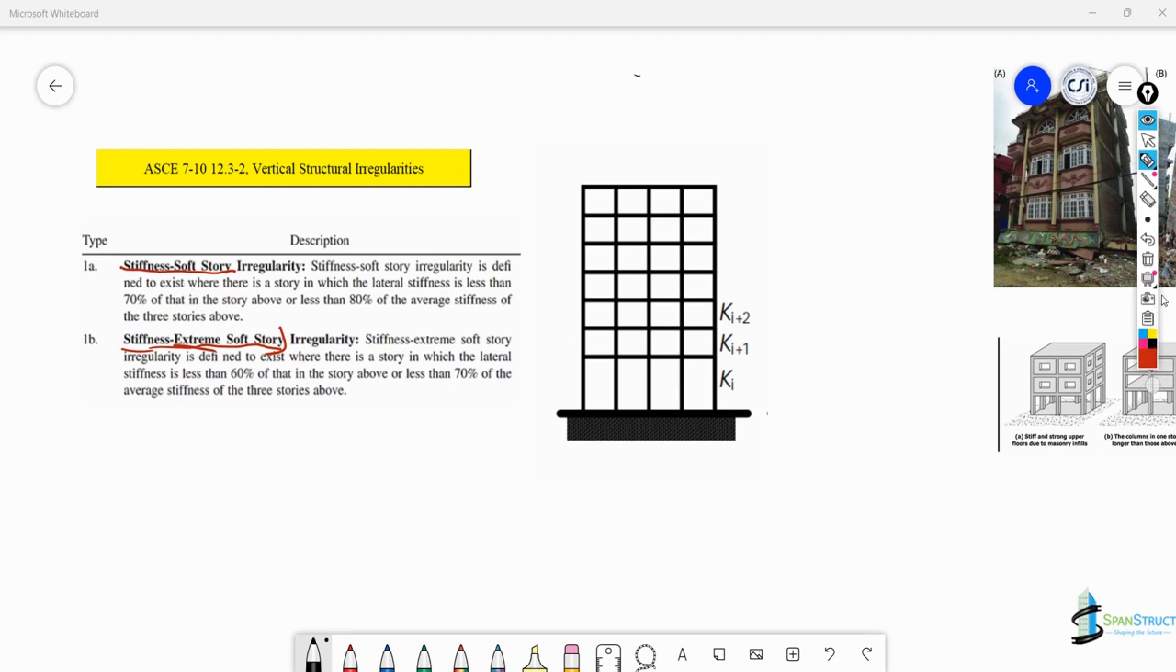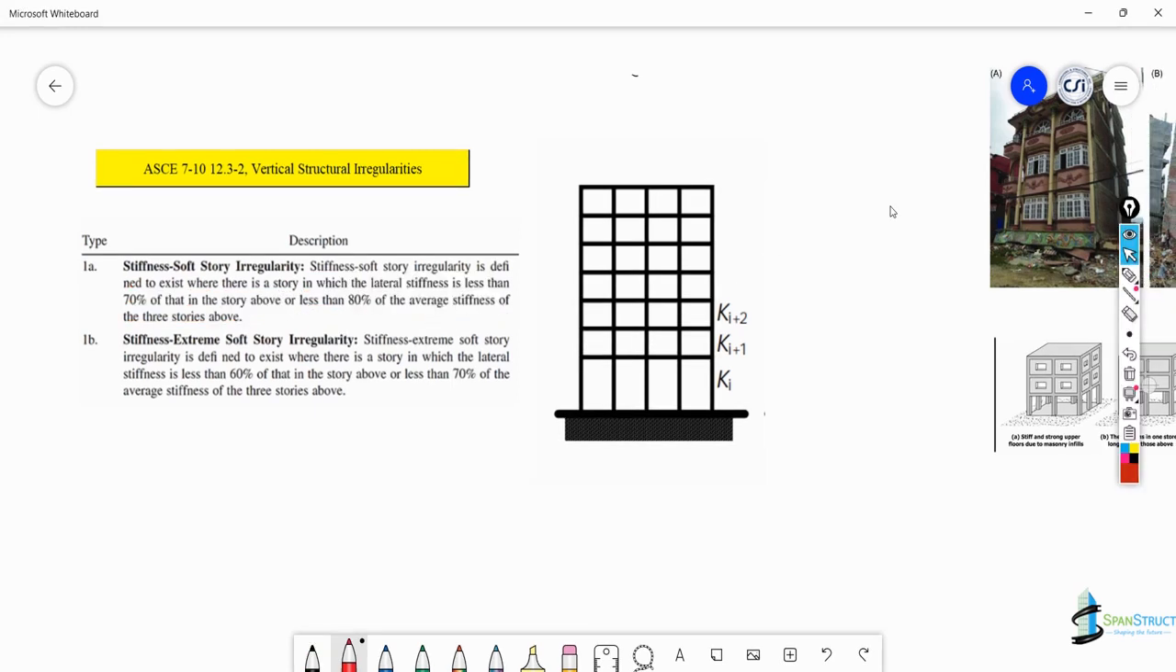If you look at the definition here, the stiffness soft story irregularity is defined to exist where there is a story in which the lateral stiffness is less than 70% of the story above, or less than 80% of the average stiffness of the three stories above. Now let me explain with this diagram what the definition actually says. Let us understand this definition with this example.